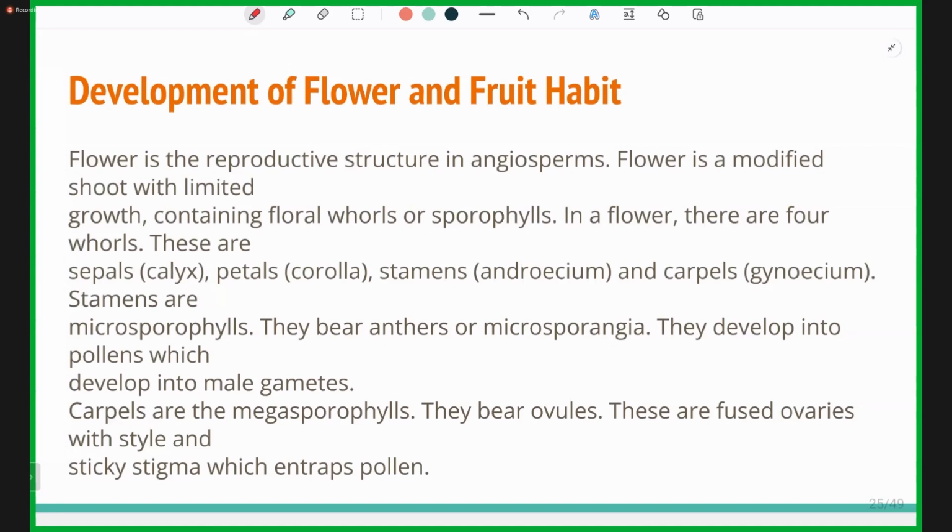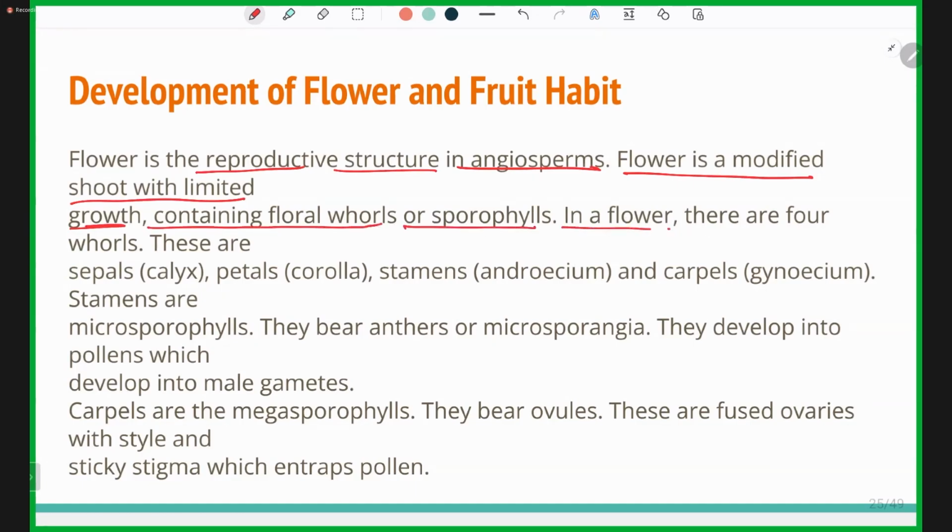And the production of flower ensures that the female gametophyte and even the male gametophyte are protected from the harsh environment. And when the embryo is produced, it is also protected inside the seed. Now, flower is the reproductive structure in angiosperms. Flower is a modified shoot with limited growth containing floral whorls or sporophylls.